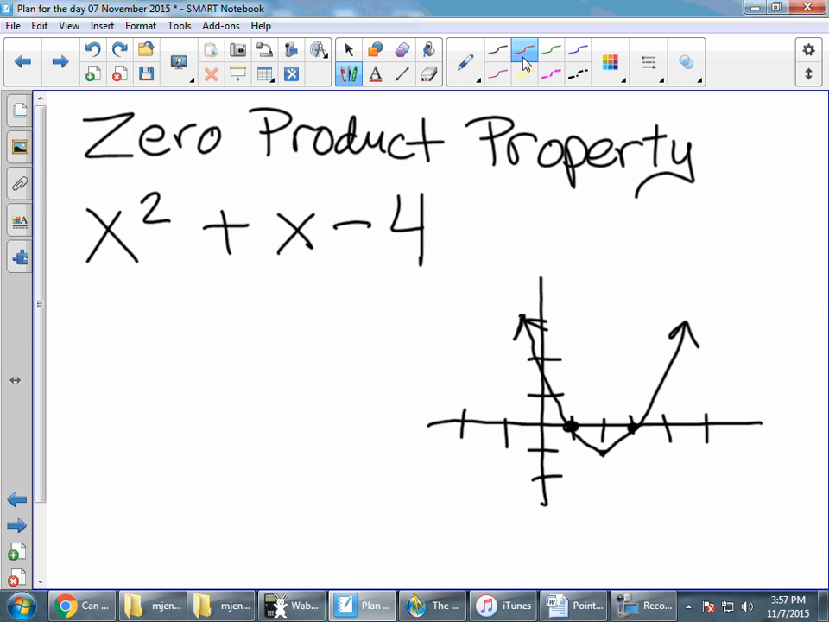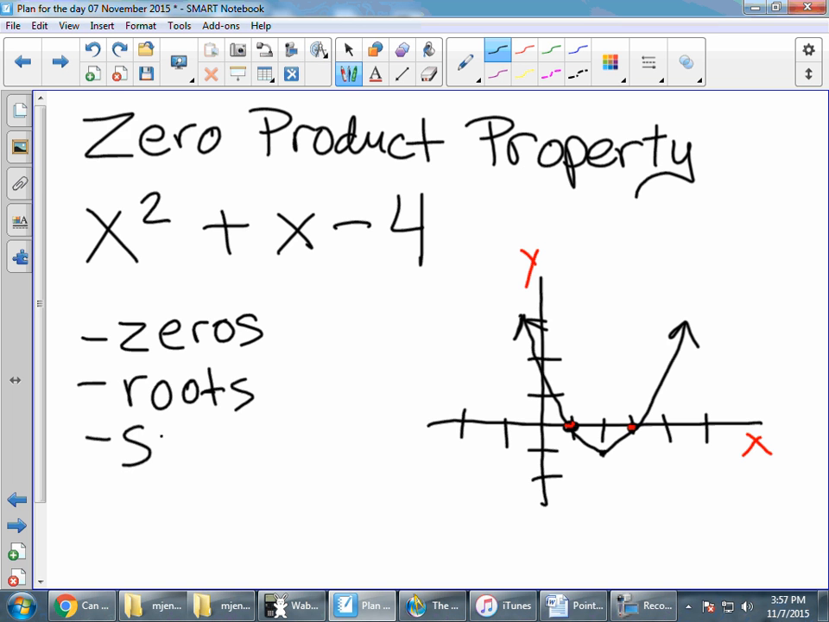Does anyone know the special names for these key points here? Yeah, there are a bunch of them. Zeros, roots. Good. I heard solutions. Nice. And I heard one more. What was it again? X-intercepts. Nicely done.